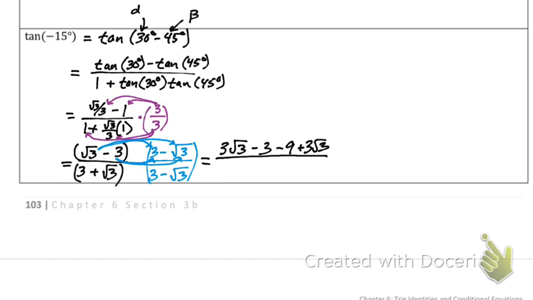You could distribute the denominator just like we did, or you can recognize the fact that it's a plus b. You'll write that below it. It is a plus b times a minus b, which equals a squared minus b squared. So I take that first number, which is 3, and it'd be 3 squared, minus our second term is square root of 3, so it'd be square root of 3 squared.